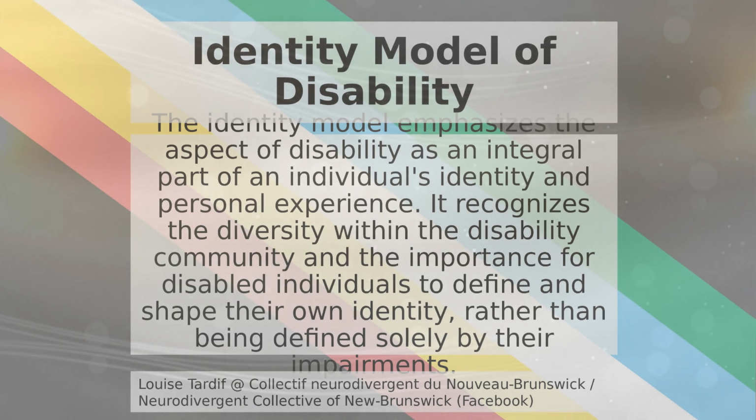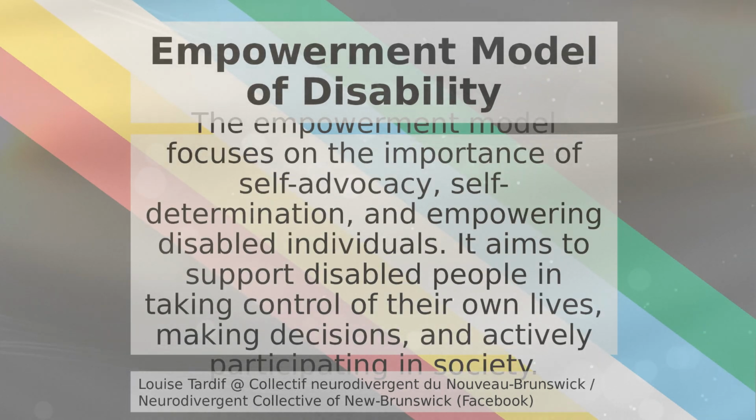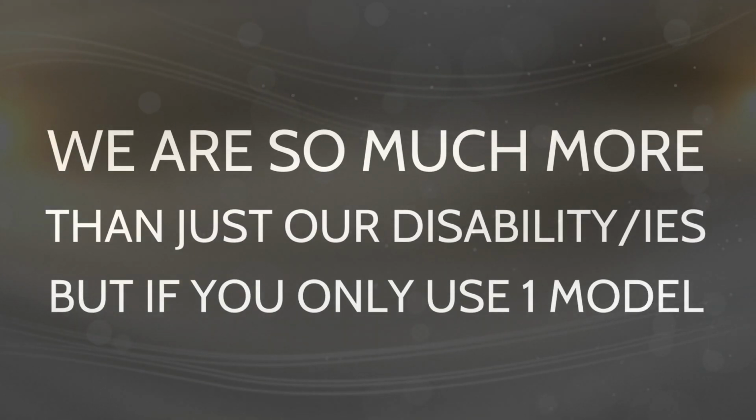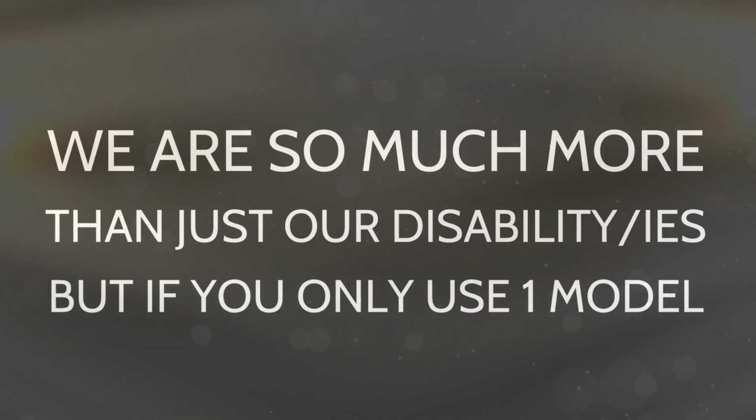There's also the identity model. You need to see me as a person first, and my disability is just a part of me. My disability is not all of me. And that's the same with all within the disability community. There's the empowerment model of disability. When you start to focus on the importance of self advocacy, self determination, the ability to make decisions and make a mistake, it allows us to take control of our lives and become more and better partners in this world. So, we are just so much more than our disabilities.